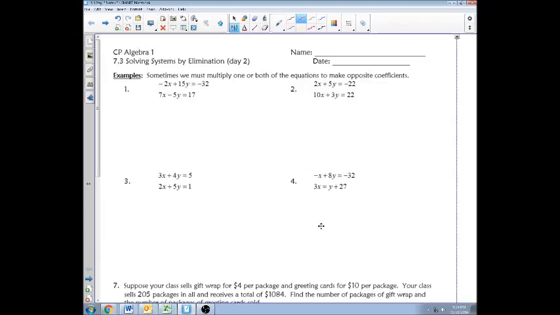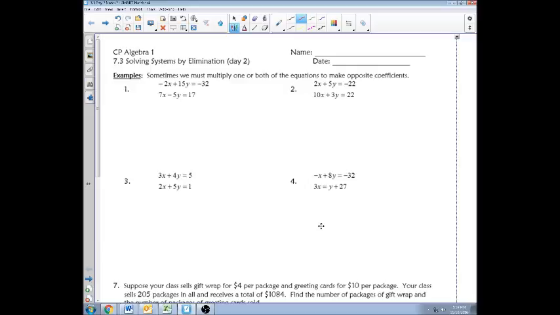Example: sometimes we must multiply one or both of the equations to make opposite coefficients. Remember yesterday we talked about how, in order to use the elimination method, I have to have opposite coefficients, which means that if I have, say, a positive 15y, then I need to make my opposite y negative 15, right? Well, that's exactly what we're going to have to do here in our first example.